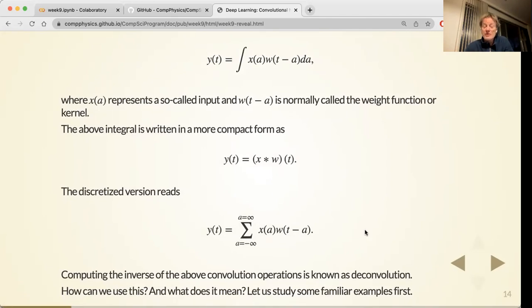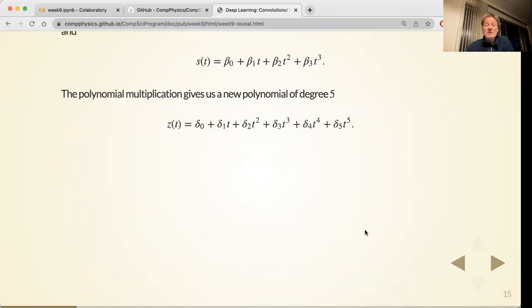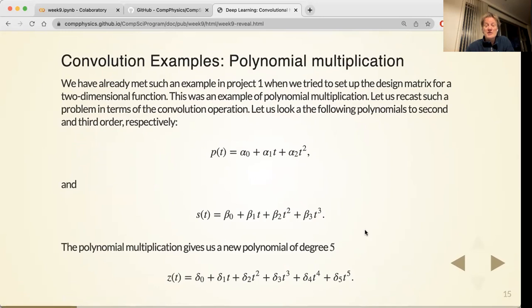If you do the inverse, that is normally called a deconvolution. These are mathematical operations where you can just go back from a deconvolution to where you started, because you know what the operations are. There are some simple operations which illustrate this.